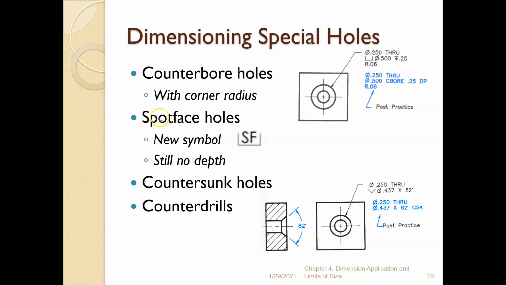Okay. In the new standard, starting in the ASME Y14.5-2009 standard, the spot face symbol, which used to be the same as the counterbore symbol, they added the letters SF inside the counterbore symbol. And that signifies a spot face. There is still no depth that we use with a spot face dimension. Countersunk holes, counter drill holes. So here we see a countersink dimension, or dimension symbol, I should say.